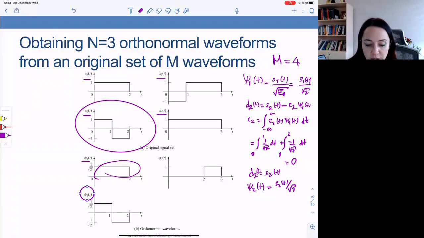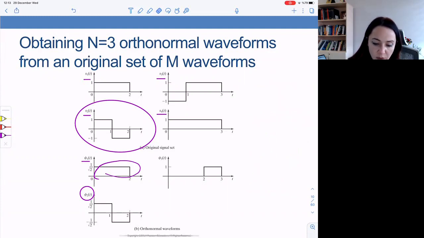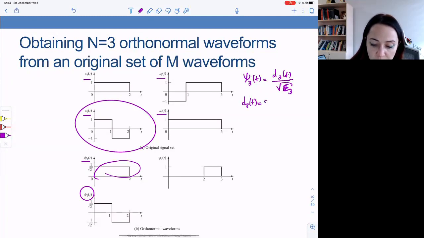Now I'm going to have to consider the projection on phi1 and phi2. So let me erase all of this and write down phi3. Phi3 is going to be d3 divided by the square root of the energy of d3. And d3 is S3 minus C31 phi1 minus C32 phi2. You understand C31 is the projection on phi1 and C32 is the projection on phi2.